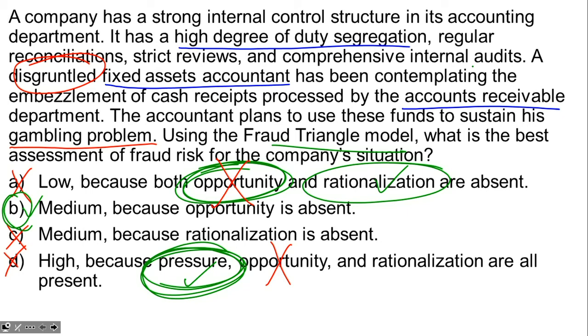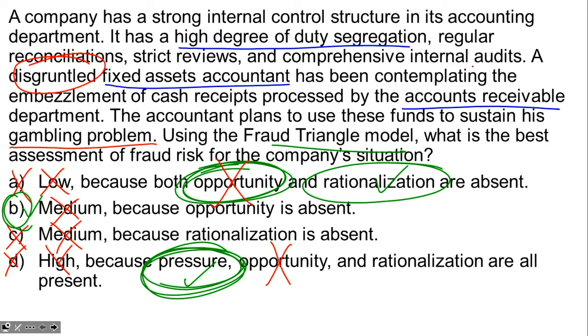There's medium risk for fraud, and that medium risk for fraud is because there is no opportunity. They have the pressure, they have the rationalization, the ability to rationalize it, but they don't have the opportunity easily to commit that fraud. And so that's going to be a correct answer. Now, given how they set up the answers, opportunity and rationalization are absent. Opportunity is absent. Rationalization is absent. All of them are present. What that tells us is that this idea of low, medium, and high really isn't part of our answer choice.